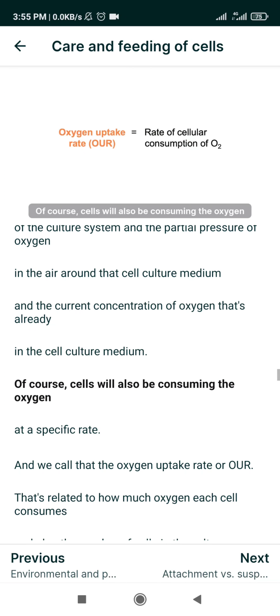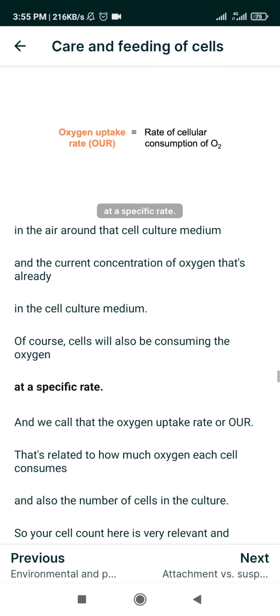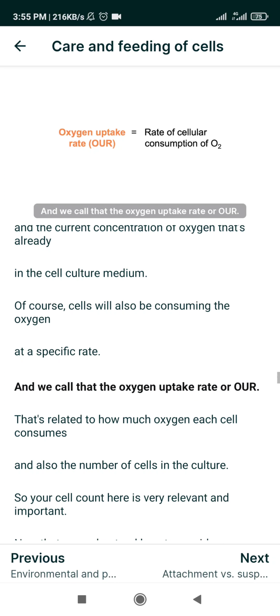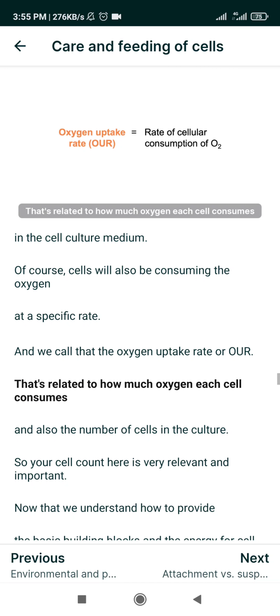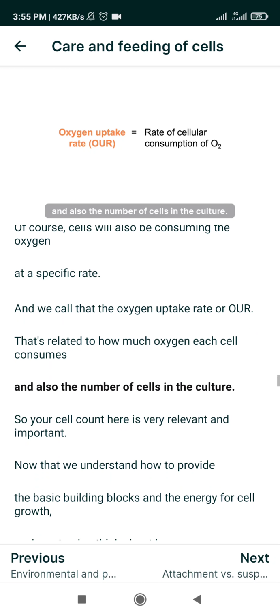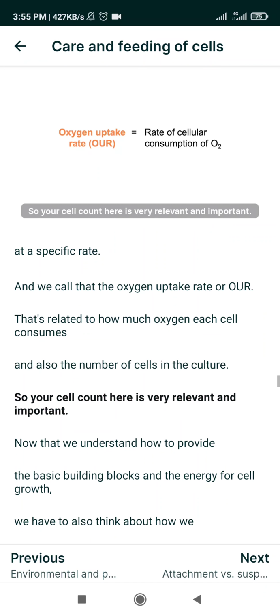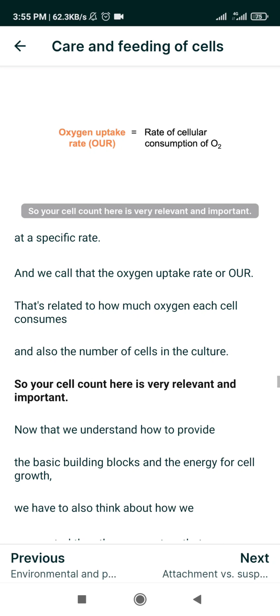Of course, cells will also be consuming the oxygen at a specific rate, and we call that the oxygen uptake rate, or OUR. That's related to how much oxygen each cell consumes and also the number of cells in the culture. So your cell count here is very relevant and important.